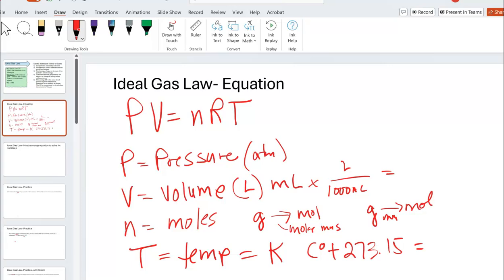And last but not least, R, which is brand new to you guys. R is the ideal gas constant, and that equals 0.0821 liters times atmospheres over moles times Kelvin. That is why it is really important to have all of these values with the proper units, because you're going to have to be canceling things out.